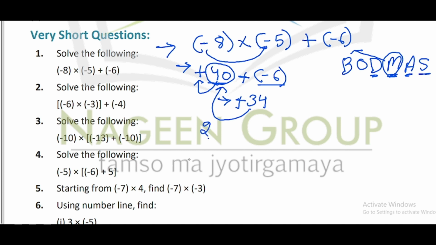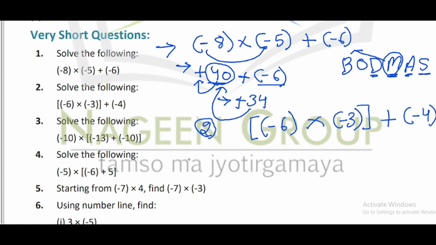Question second. Solve the following bracket. Minus 6 multiply with minus 3 add with minus 4. Let's see. First we solve the bracket. Let's see. Minus 6 multiply with minus 3.